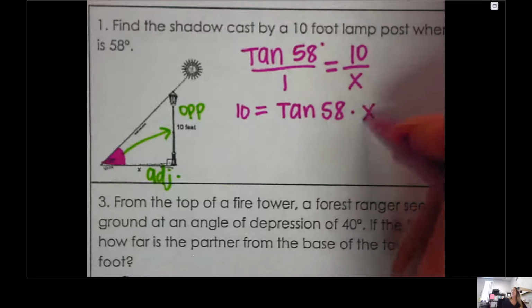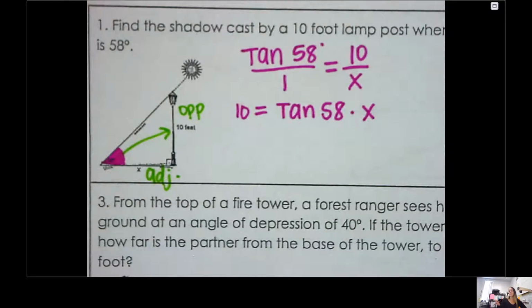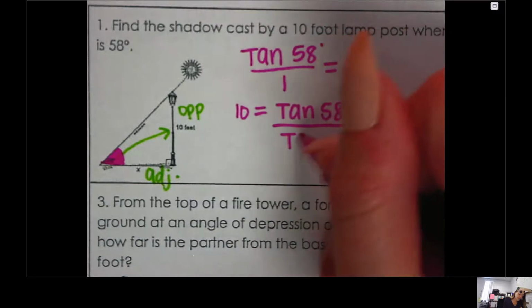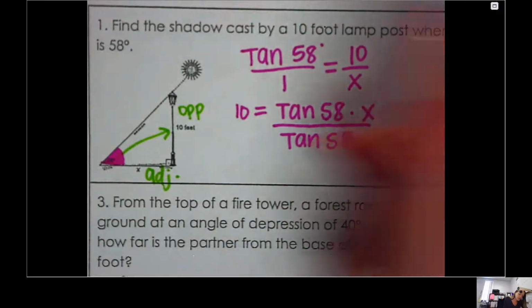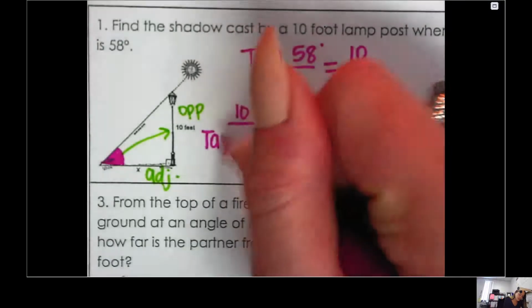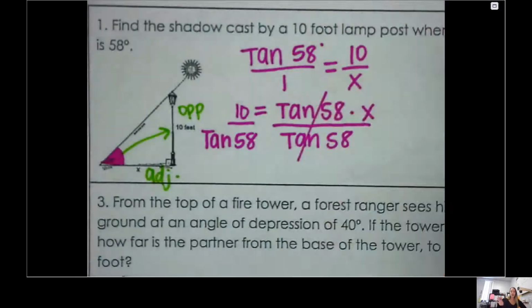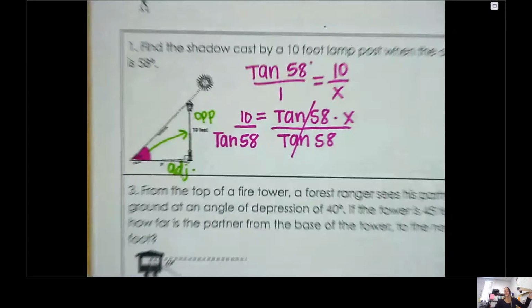And then to get the X by itself, my last step, divide by tangent of 58. So now all you have to do is put this in the calculator, and you just have to be careful that you put it in correctly. So what's the order that I have to click? Alexa, give it to me.